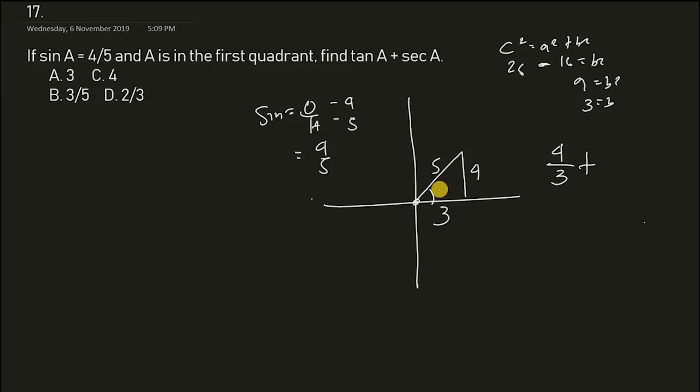Secant is the reciprocal, 1 over cosine. So, let's just find the value of the cosine. Cosine is equals to adjacent over hypotenuse. Ibig sabihin, secant is hypotenuse over adjacent. Hypotenuse ng ito is 5. Adjacent with that is 3. So, 4 plus 5 is 9 over 3. That's equals to 3. So, final answer is A.